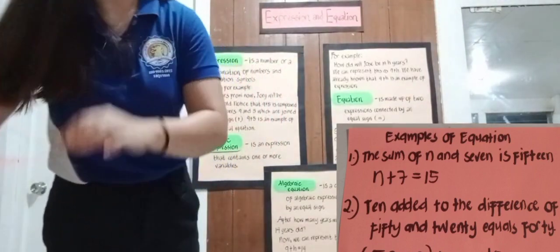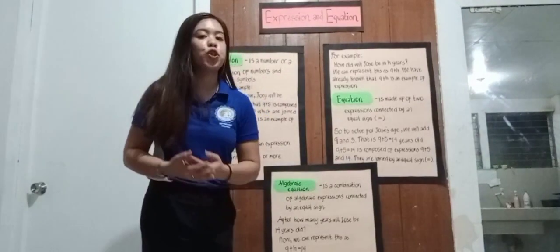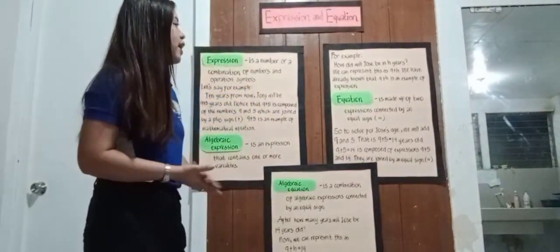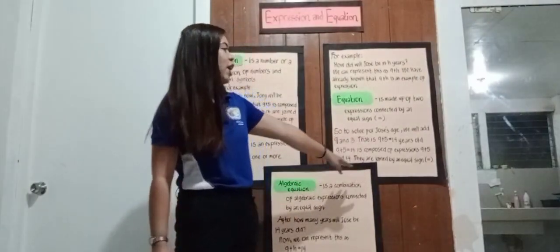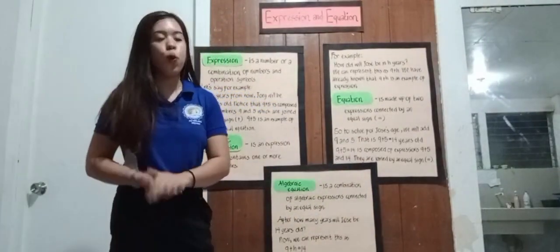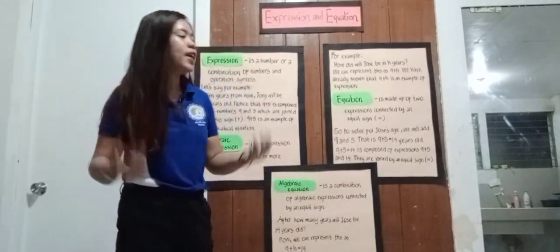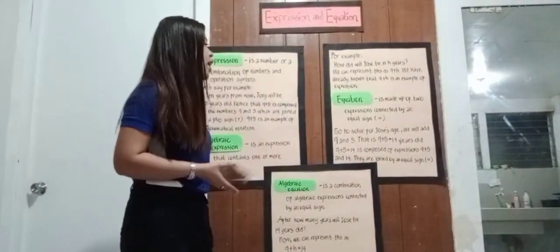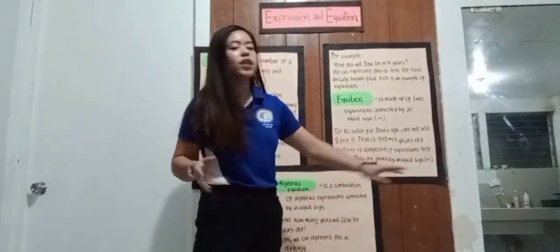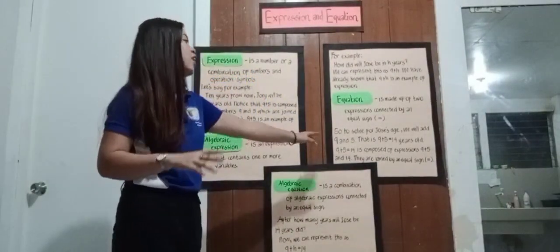Okay, very good. So now, to solve for Joey's age, we will add 9 and 5. That is 9 plus 5 equals 14 years old. 9 plus 5 equals 14 is composed of expressions 9 plus 5 and 14, so they are joined by an equal sign. That's why it is called an algebraic equation.